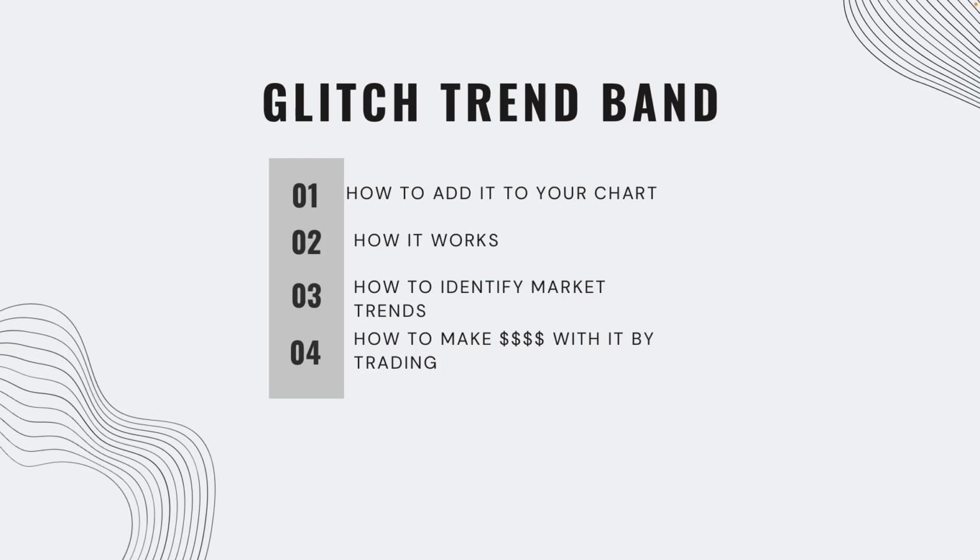So in today's video, I'm going to be showing you how to use this indicator that I created called the Glitch Trend Band. I'm also going to be going into how to add it to your charts, and then I'm going to be showing you just briefly how it works. And then we'll dive into how to identify market trends. And if you stick around to the end, I will also be showing you how I use it to trade.